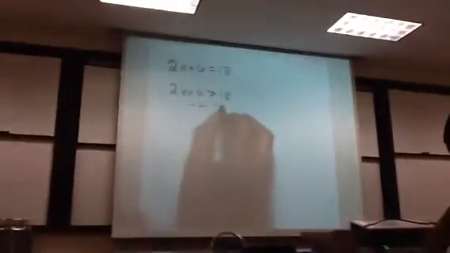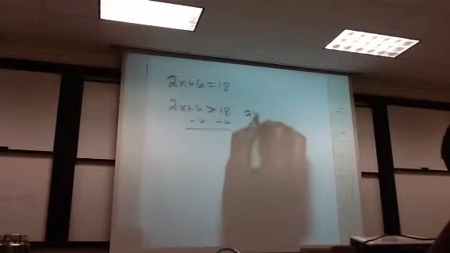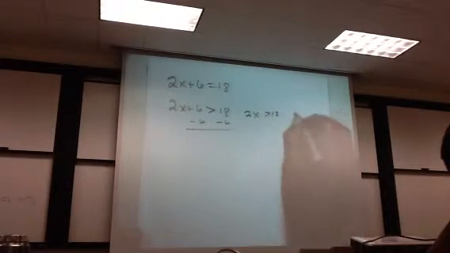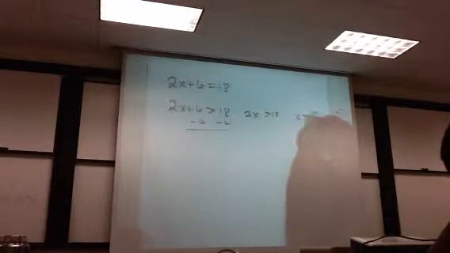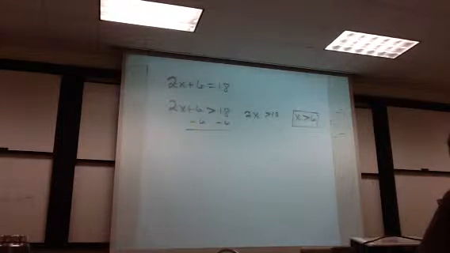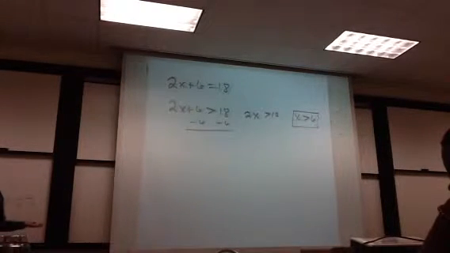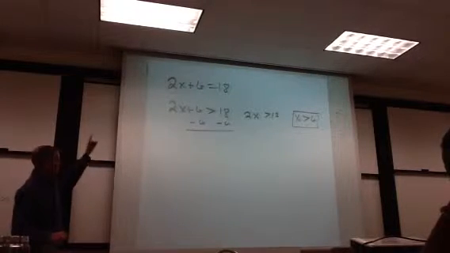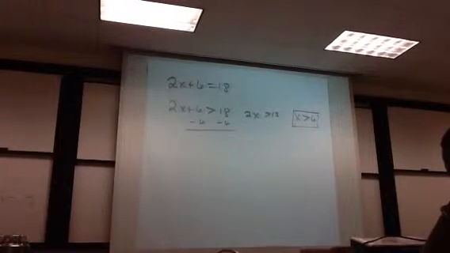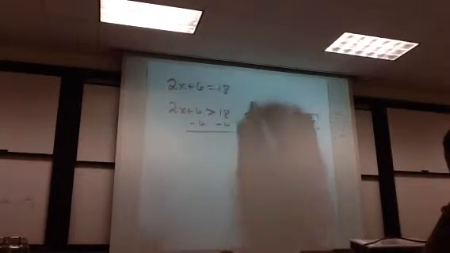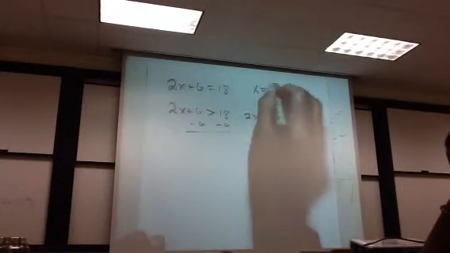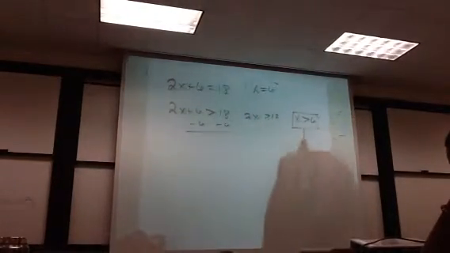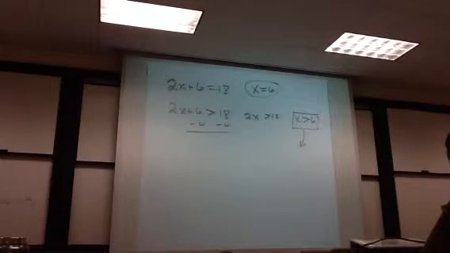Go ahead and solve that for x. Minus 6, minus 6. 2x is greater than 12. Divide by 2. x is greater than 6. Hey, ladies and gentlemen, that's an infinite number of values that are greater than 6. So solving a linear inequality, I move from a single solution, a single value, to a whole part of the number line.